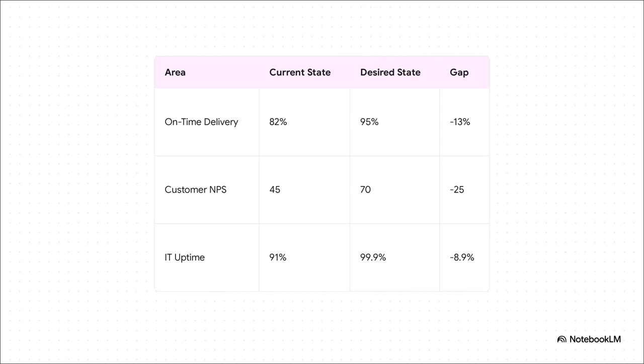Let's make this really tangible. Just look at this table. When you put the numbers side by side like this, the gaps become impossible to ignore. An on-time delivery rate of 82% isn't just kind of okay, it's a 13-point gap from your 95% target. A customer score of 45 is a massive 25-point gap from your goal of 70. This is how you go from having a vague problem to a very specific, measurable challenge you can actually tackle.